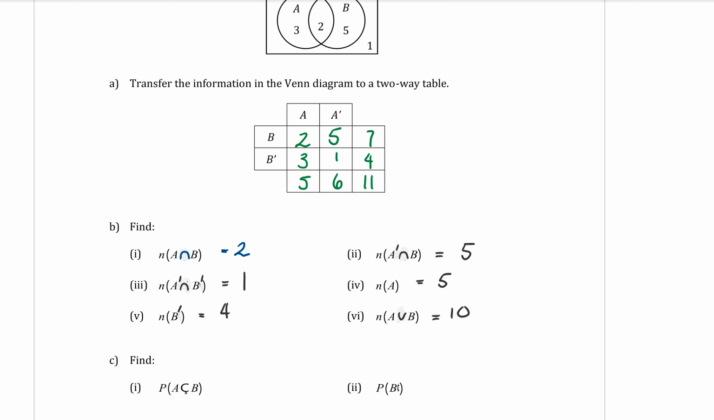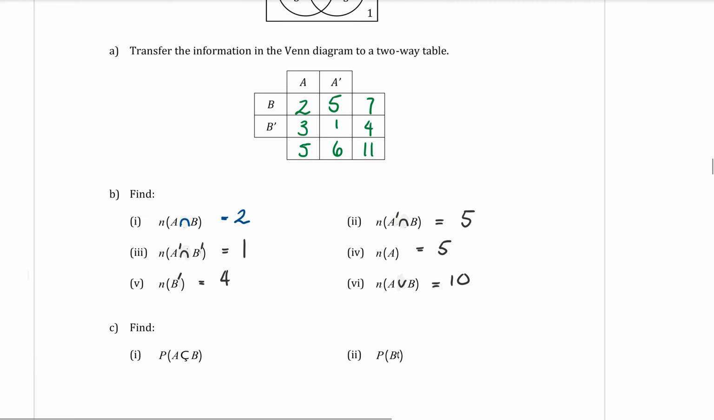From our Venn diagram up here, we know that A or B means everything in those circles and not the one outside, which gives us 10. Yeah? Okay. Part C, we're almost done.